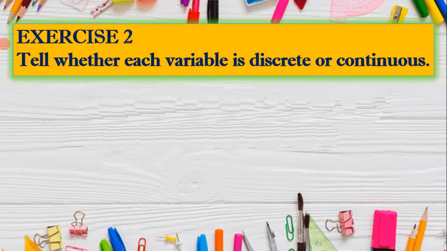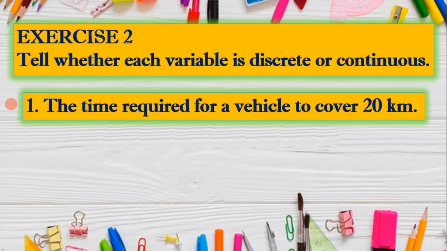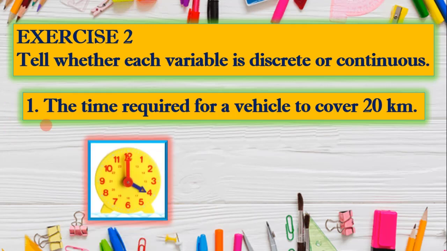Moving on to exercise number 2. Tell whether each variable is discrete or continuous. Number 1, the time required for a vehicle to cover 20 kilometers. The time. We need a unit of measure or some instrument to measure or quantify the time. In this case, we have, for example, a clock. But we need a unit of measure. It could be in hours, in minutes, or in seconds.